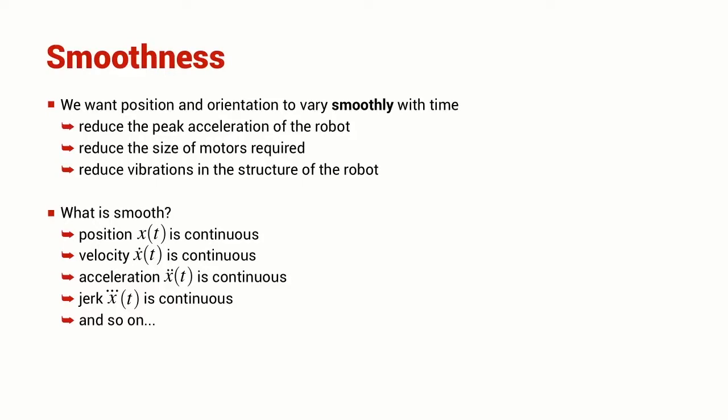It's important with trajectories that the position and orientation varies smoothly with time. We do this for a number of reasons. We want to reduce the maximum acceleration on the robot. It allows us to reduce the size of the motors, and it perhaps reduces vibrations induced in the structure of the robot. What does smooth mean? Well, it means that the position is continuous as a function of time, and velocity is continuous as a function of time, and we would hope that the acceleration is continuous and perhaps the jerk is continuous, and so on up through higher order derivatives.